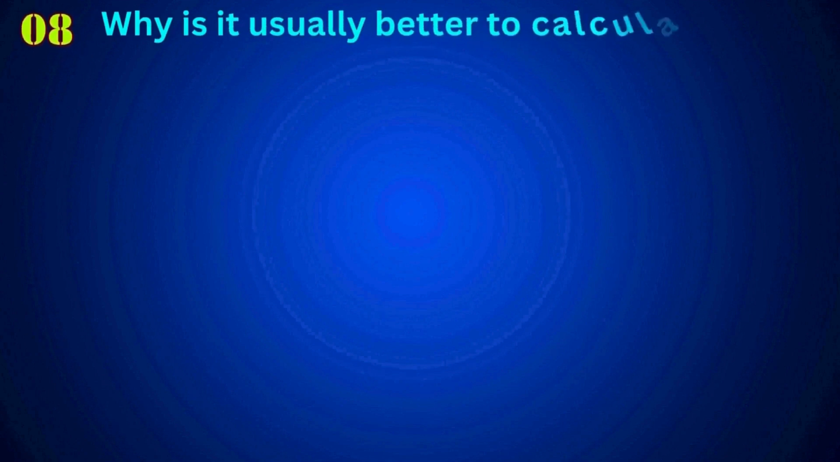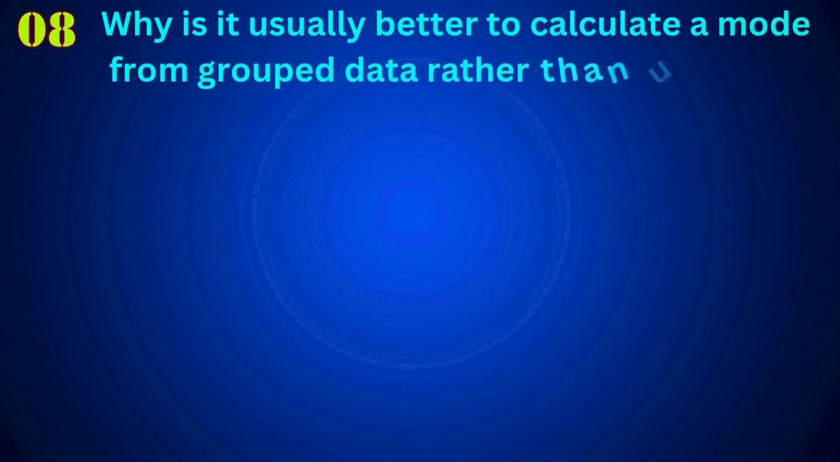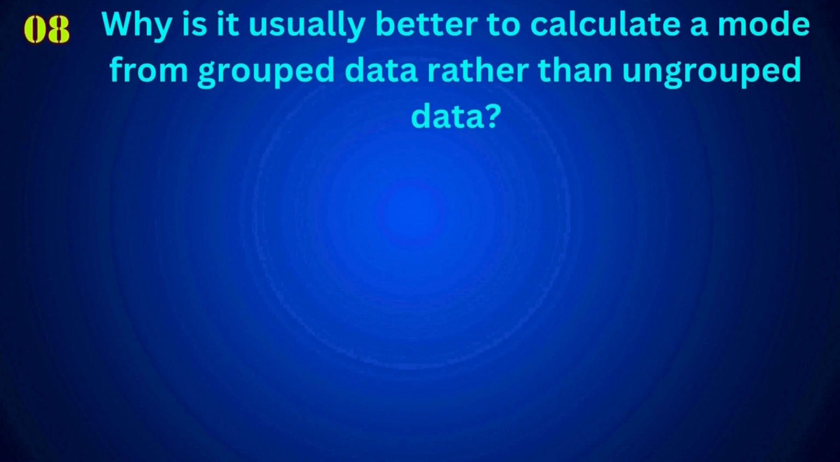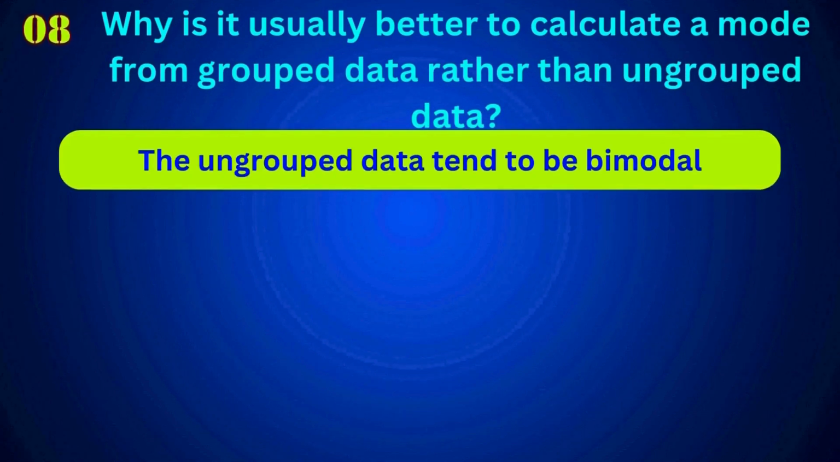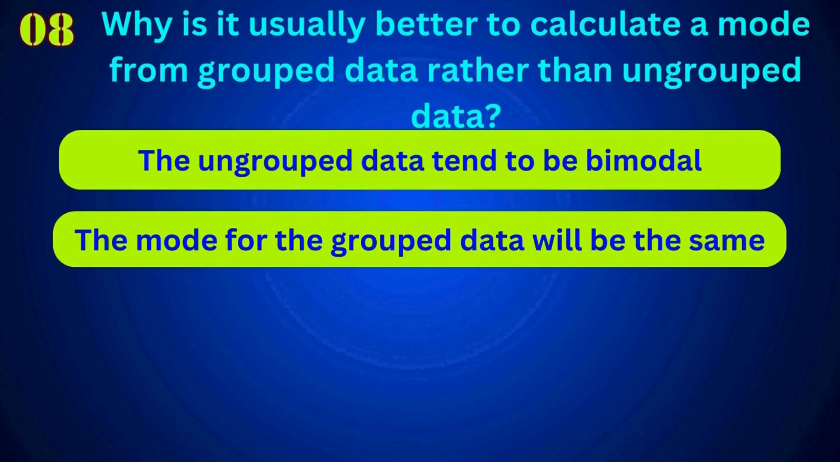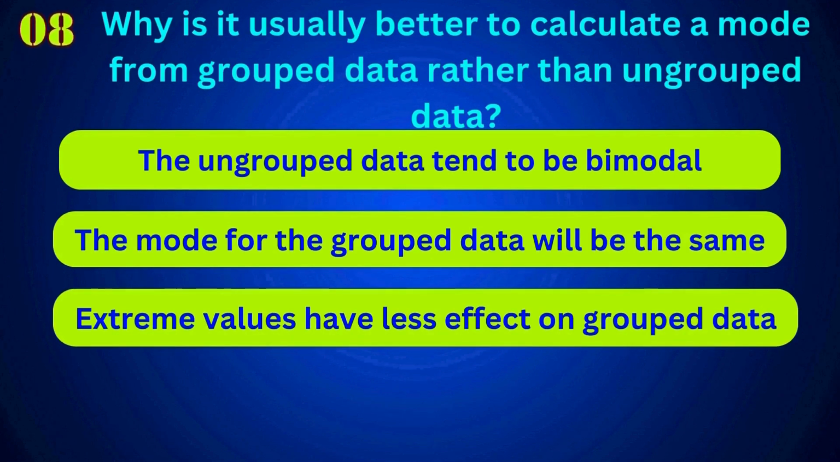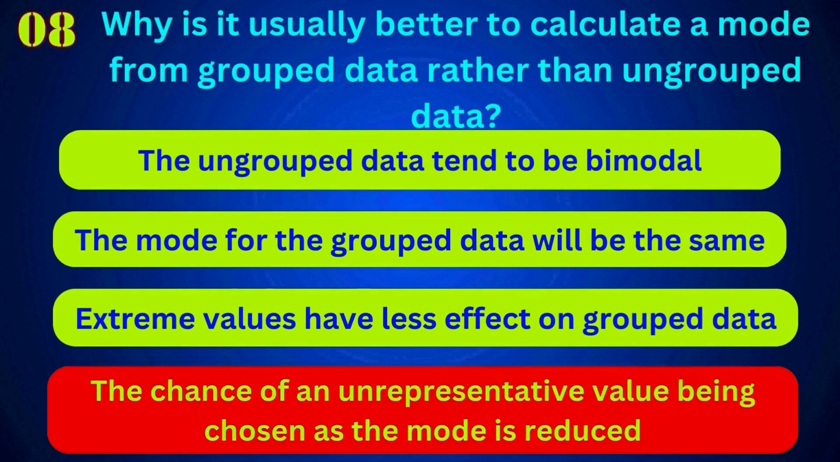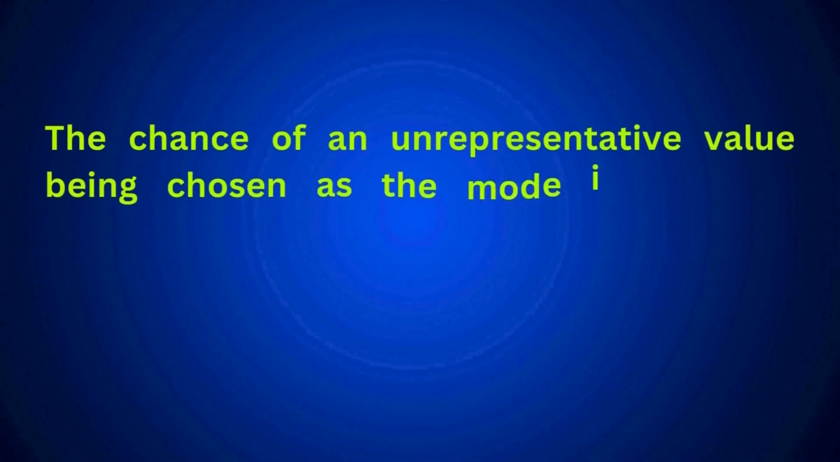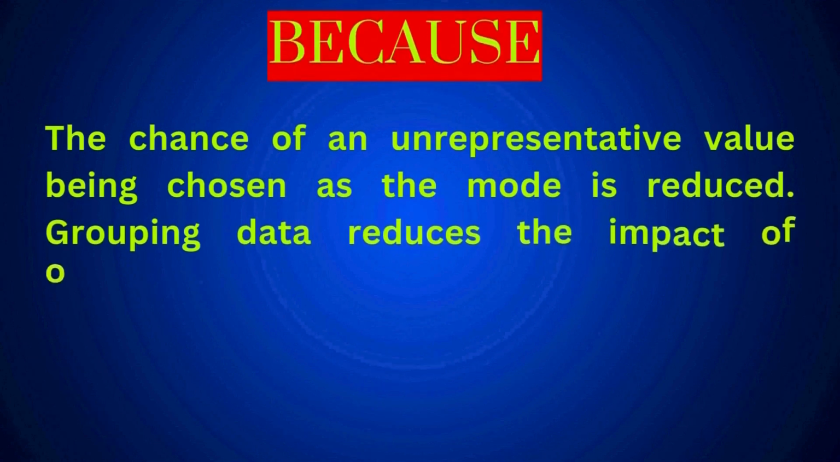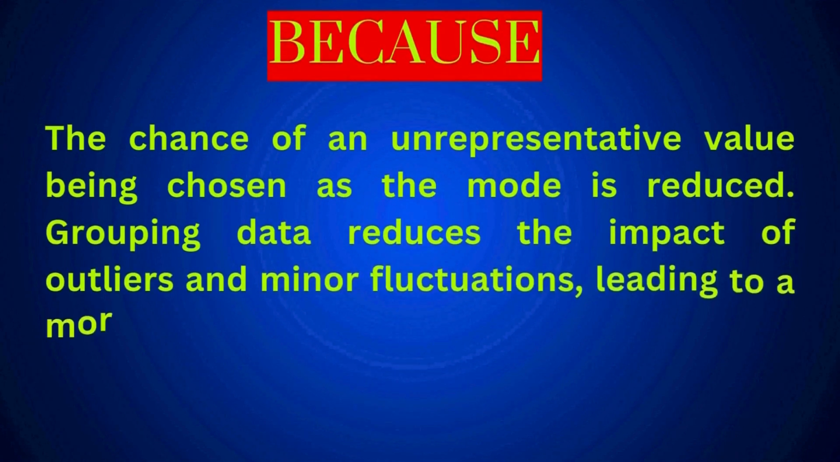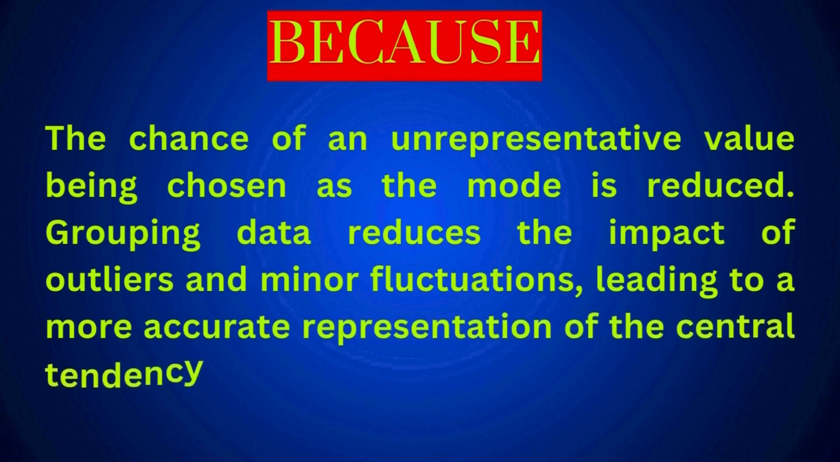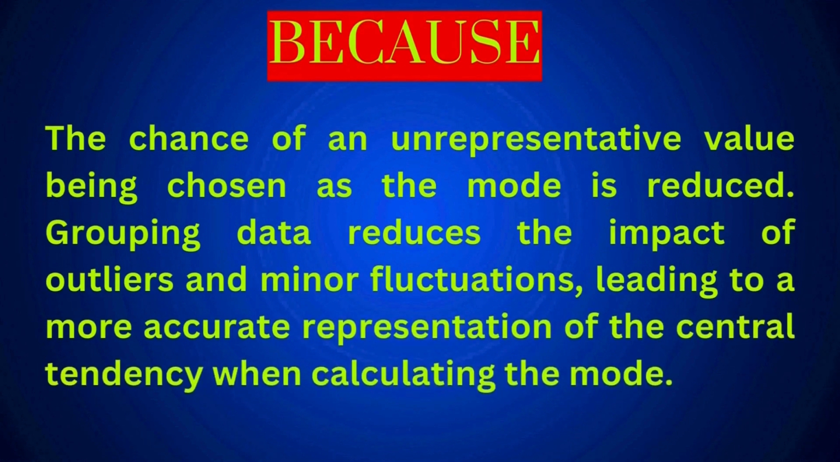Why is it usually better to calculate a mode from grouped data rather than ungrouped data? Options are: the ungrouped data tend to be bimodal. The mode for the grouped data will be the same. Extreme values have less effect on grouped data. The chance of an unrepresentative value being chosen as the mode is reduced. Right option is: the chance of an unrepresentative value being chosen as the mode is reduced, because grouping data reduces the impact of outliers and minor fluctuations, leading to a more accurate representation of the central tendency when calculating the mode.